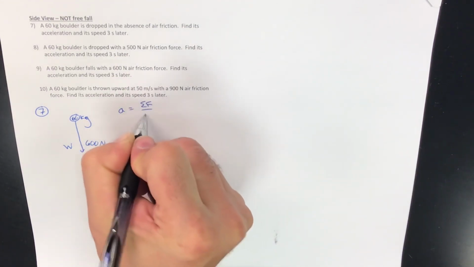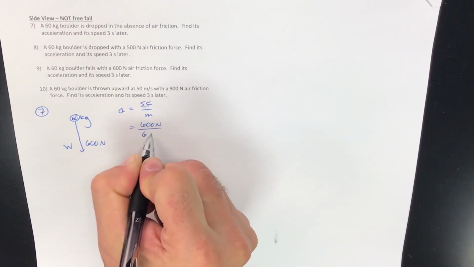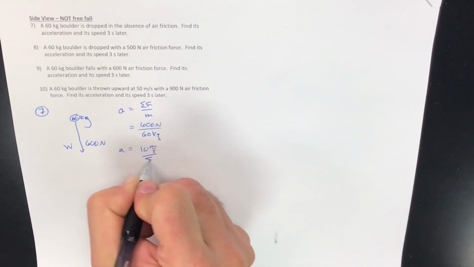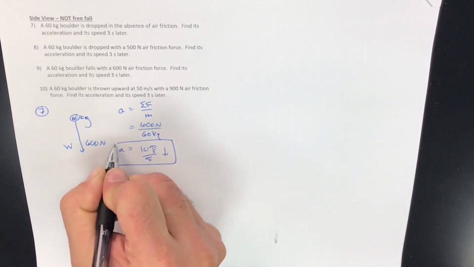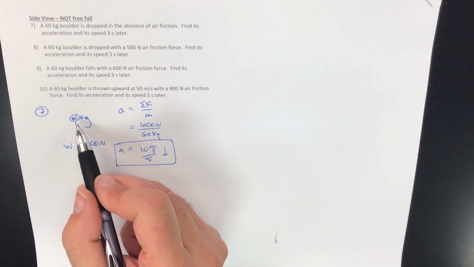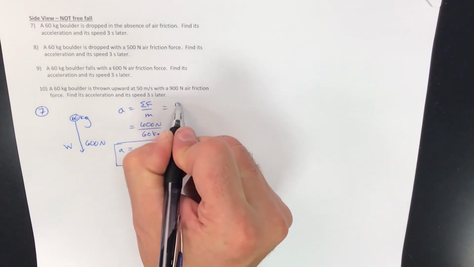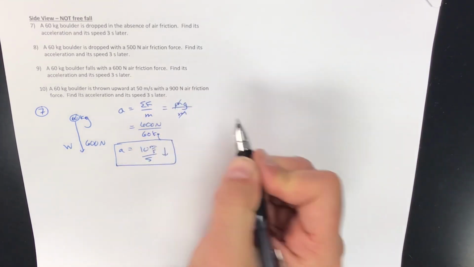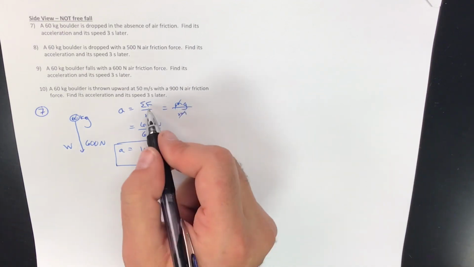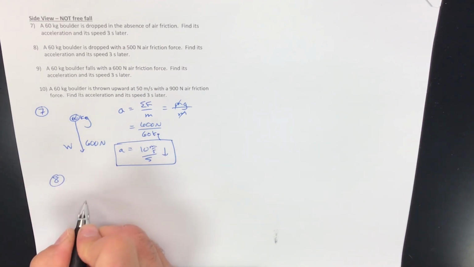Acceleration is net force divided by the mass, and 600 newtons divided by 60 kilograms. Acceleration is 10 meters per second every second down. We knew that one already because it's in free fall. There's no friction. The only force acting is the weight. And if you take weight divided by mass, because weight is mg divided by the m, you're going to always end up with the g as long as there is only the weight acting.